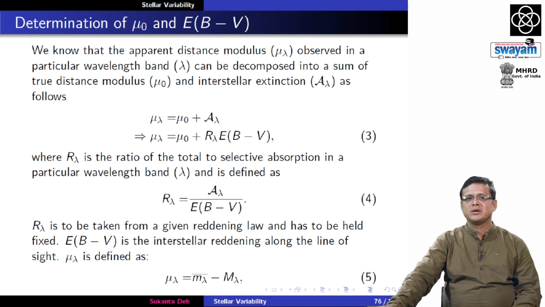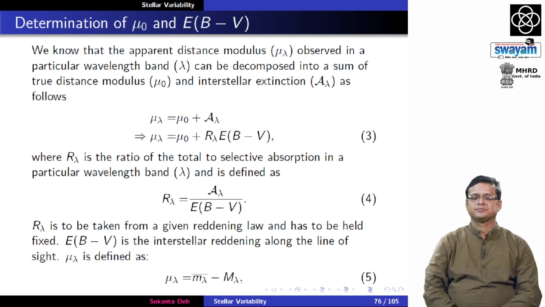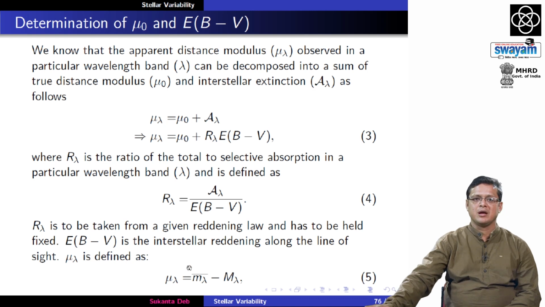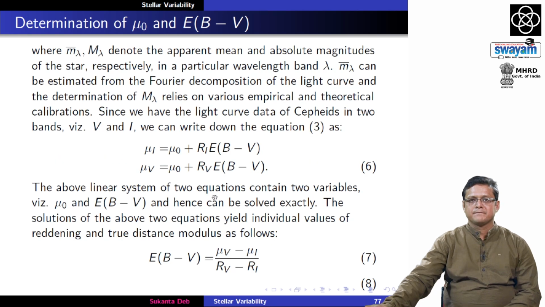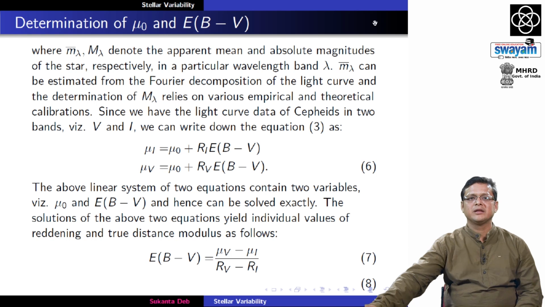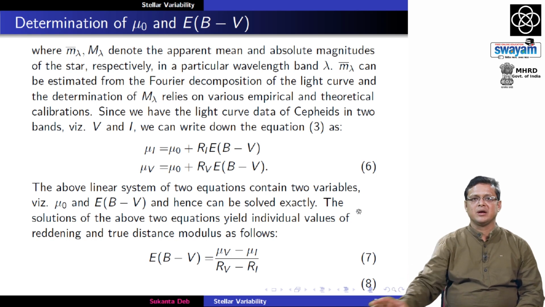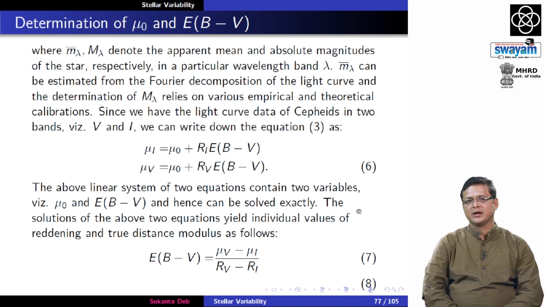R lambda is taken from a given reddening law and has to be held fixed. E(B minus V) is the interstellar reddening along the line of sight, and mu lambda is defined as the apparent mean magnitude minus the absolute magnitude in a particular wavelength band lambda. Capital M lambda can be estimated from the Fourier decomposition of the light curve, and the determination of capital M lambda relies on various empirical and theoretical calibrations.